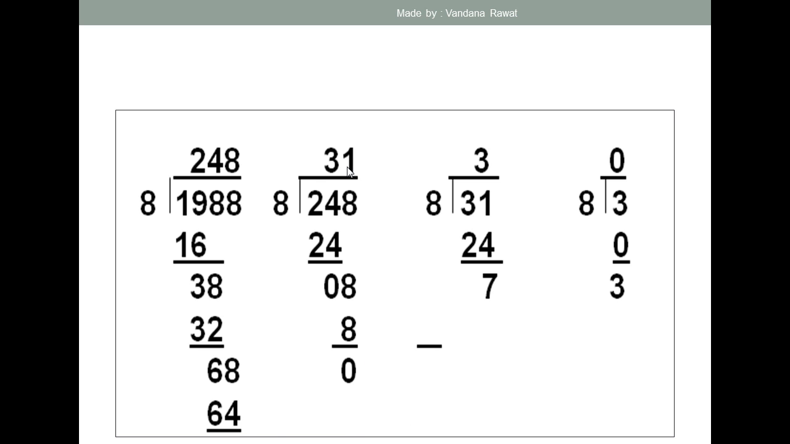Then after that you will divide this 31 by 8. So 8 3s are 24. That means in the remainder part you are getting 7. So you will write 7. Then at last you are getting 3. So whenever you divide this 3, it cannot be divided by 8. That means 8 0s, so 3 will be the remainder. Then this is the MSB bit.